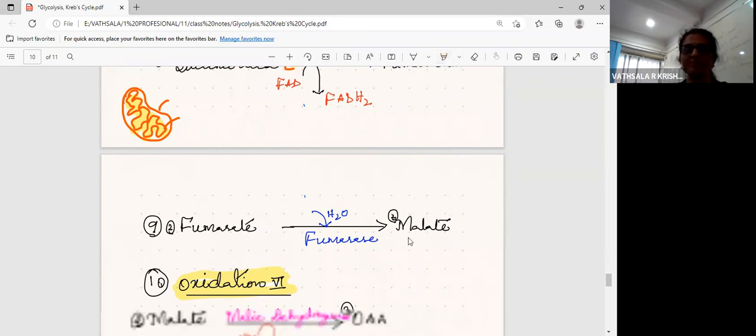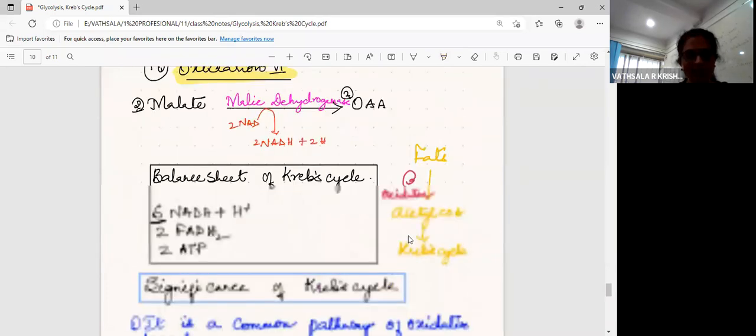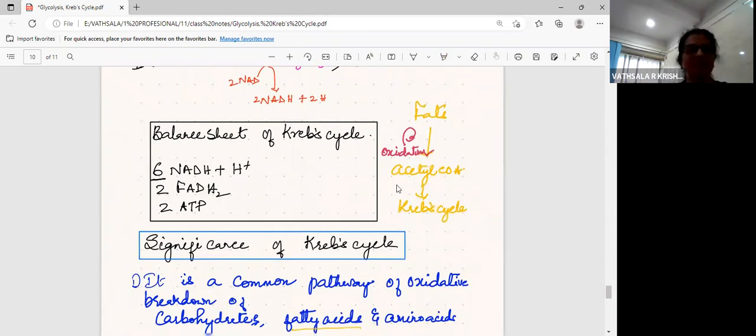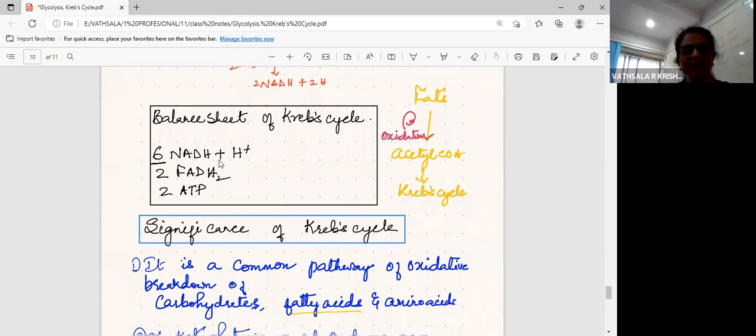How much is one FADH2? That's what I'm coming to, the balance sheet now. The balance sheet of Krebs cycle. So here 6 NADH are formed in the Krebs cycle, 2 FADH2 and 2 ATP. That is one substrate level phosphorylation. 6 NADH means 3 places into 2, 6. One place FAD, that is 2. So total 6 NADH, 2 FADH2 and 2 ATP.